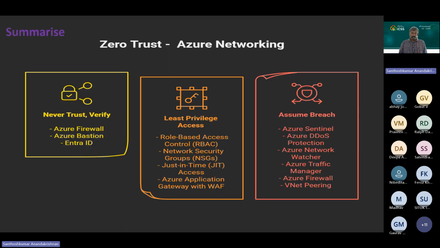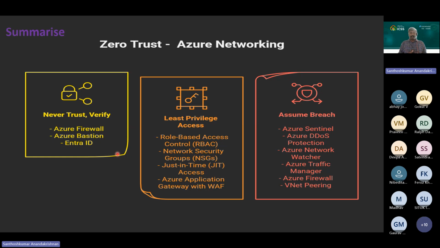I think we are closing here with the last slide. Whatever we spoke about now, it's all about how we adapt Zero Trust for your Azure cloud security. The three principles: never trust, always verify; least privilege access; and assume breach. On never trust and always verify, you can use Azure Firewall and make sure your Bastion and Entra ID have been integrated, so you're always authenticated and authorized for any user who logs in.